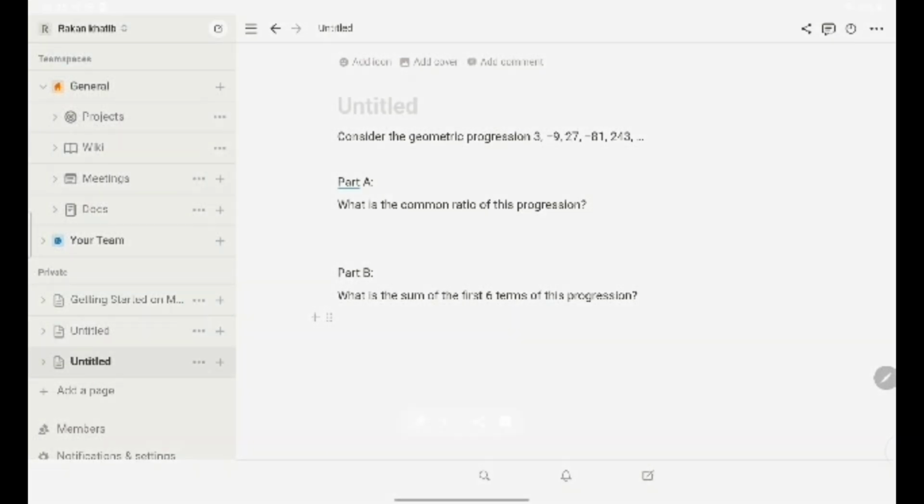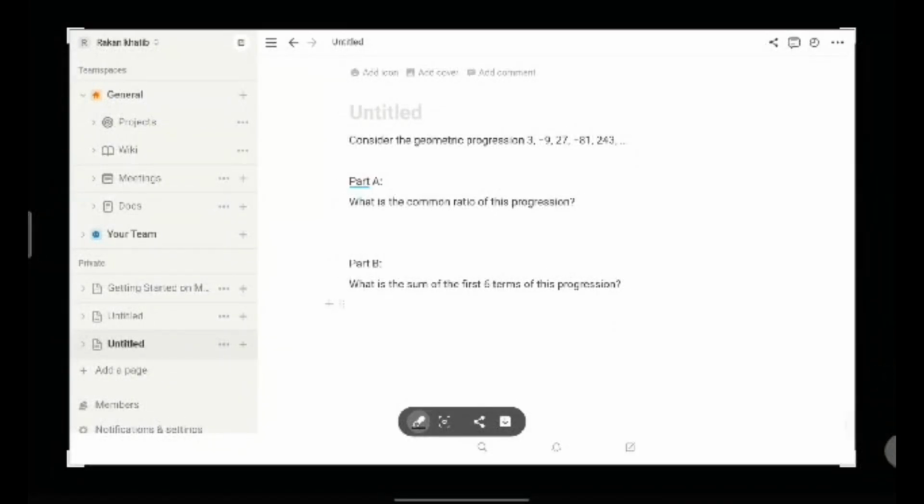Okay. So for this question, it wants the common ratio and the sum of the first six terms. Now, to get the common ratio is really easy. You get the second term, which is -9, and you put it over the first term, which is 3. So -9 over 3, that's -3. That's your answer right there.